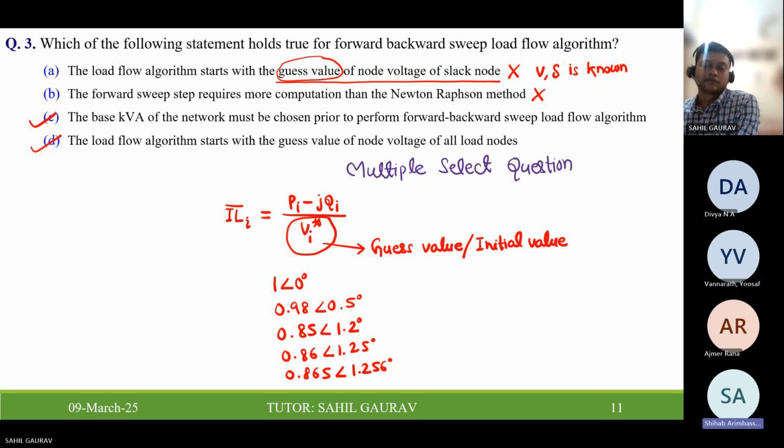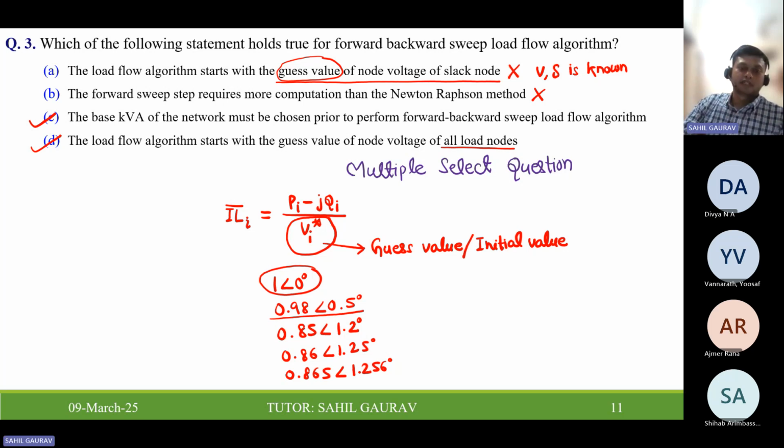So now IL1 is calculated, we are taking 1. For IL2, V2 differs from V1. For all load nodes in the first iteration you have to take this 1 at the angle of 0. Then the updated value will be taken in the subsequent iteration. After performing the first iteration you get this value, then you have to put this value, not the initial value, and perform the next iteration.